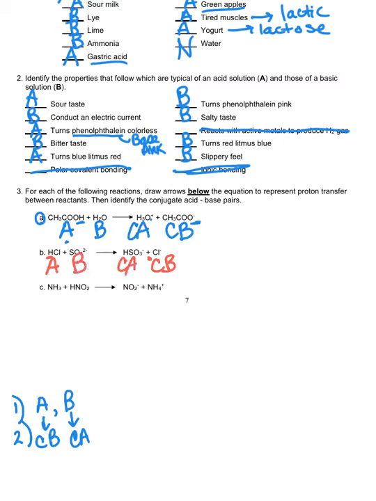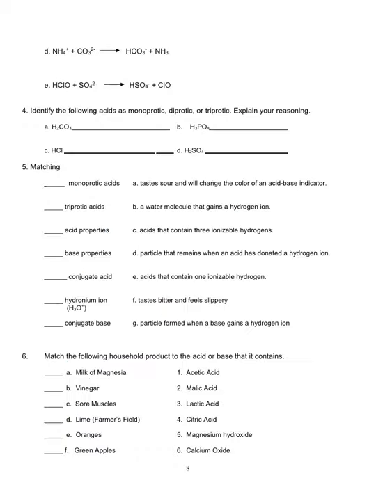Down on C, who loses the H? This one right here. So that's your acid. The other one's the base. If HNO2 is the acid and it loses that H, that means on the product side, it's now NO2. So if it was the acid over here, it's the conjugate base on this side, and then you can fill in your conjugate acid. Next page.